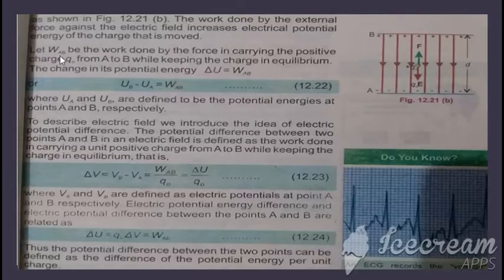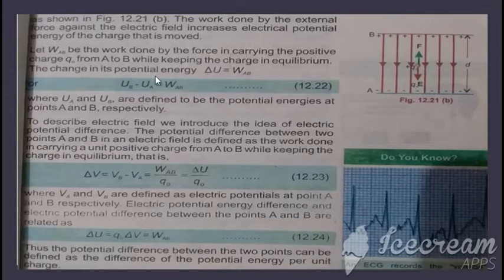Let WAB be the work done by the force in carrying positive charge from A to B while keeping the charge in equilibrium. Again, this charge will be in equilibrium if an external force is equal to the electric force, and the charge will move with uniform velocity.